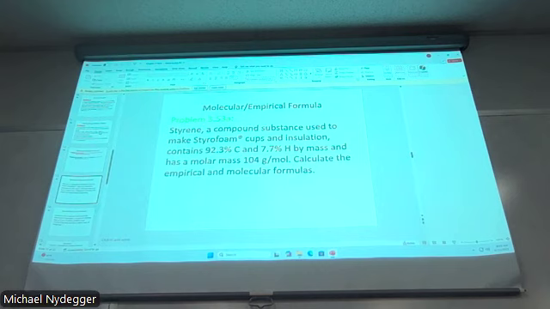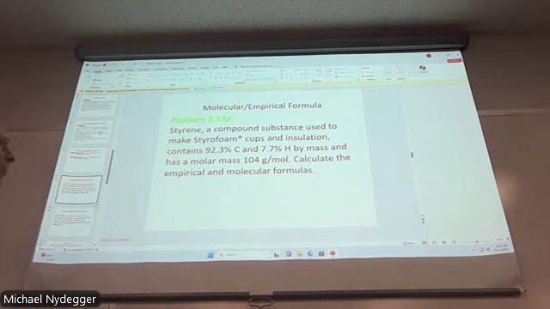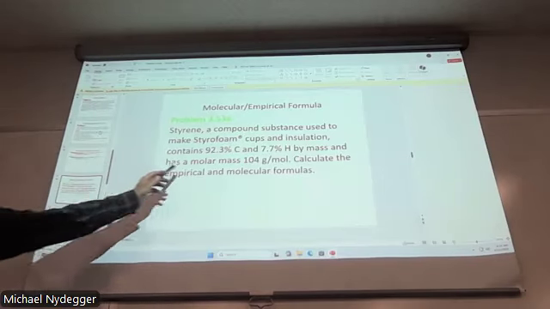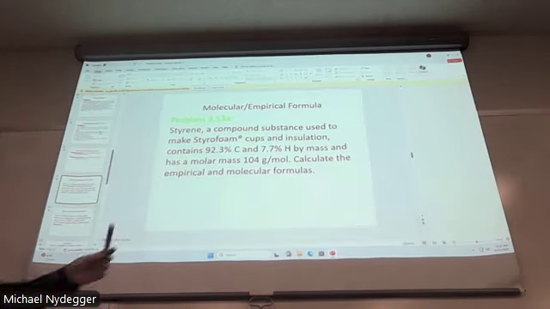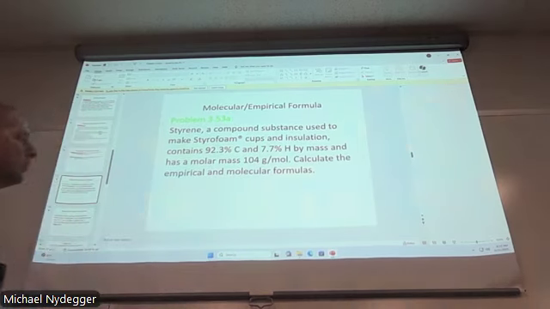So styrene is a compound used to make styrofoam cups and insulation. It's going to contain 92.3% carbon and 7.7% hydrogen by mass. And its molecular weight or molar mass is going to be 104 grams per mole. So since we've been given the molar mass, we can calculate the molecular formula.